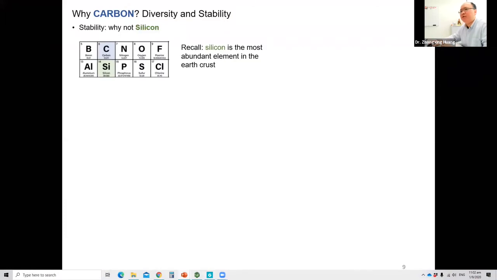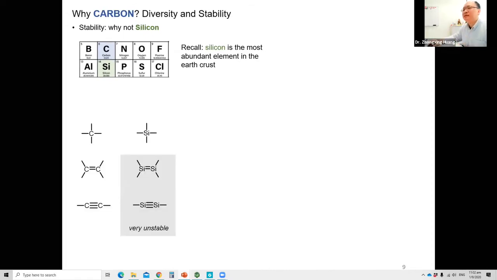A common question is that silicon is abundant in Earth's crust, right? And it's in the same group as carbon, so it can also form 4 bonds, right? But why not silicon? Why are we not silicon-based human beings, made of silicon? The thing is that although silicon can make 4 bonds like carbon, and sp3 silicon is also stable.